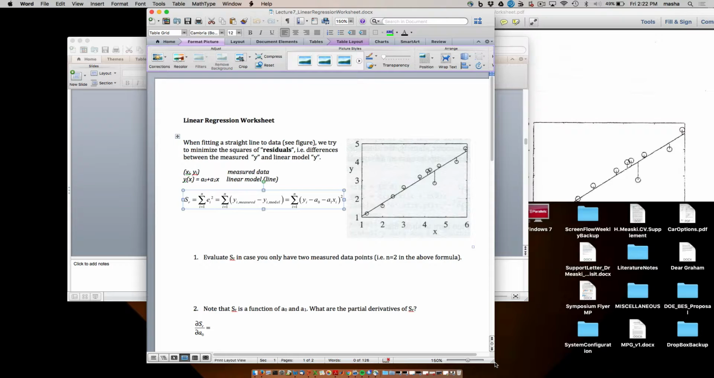What I know in there, so right now I don't know what x1, y1, x2, y2 are, but that's something that I know in general. It's the data that came to me. What I don't know is a0 and a1. And specifically, I'm trying to find a0 and a1 so that this SR is a minimum.